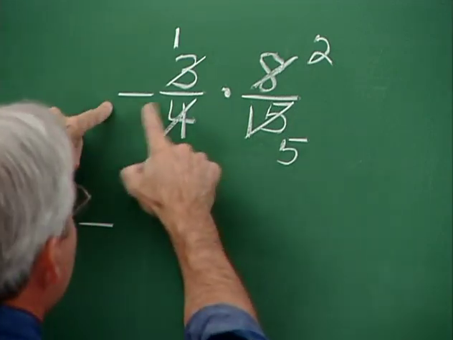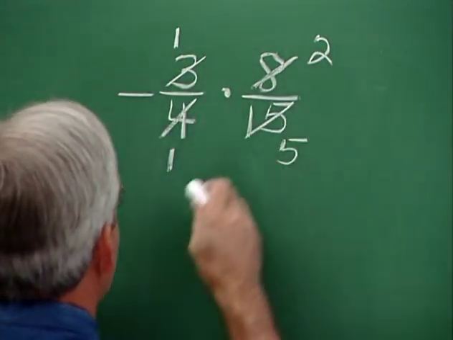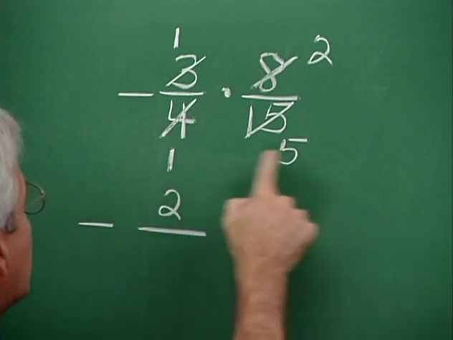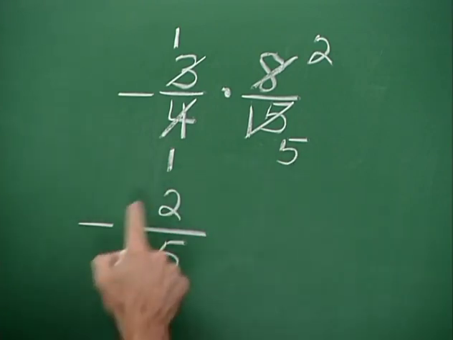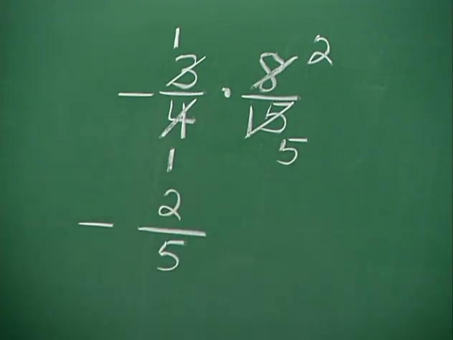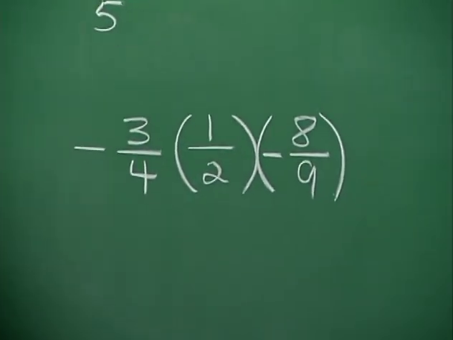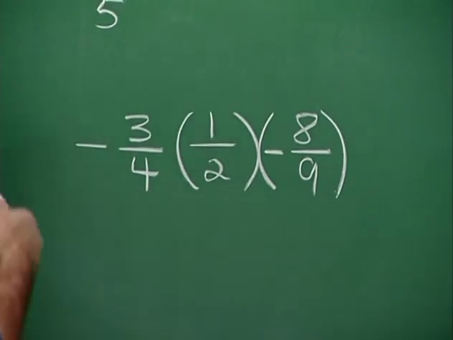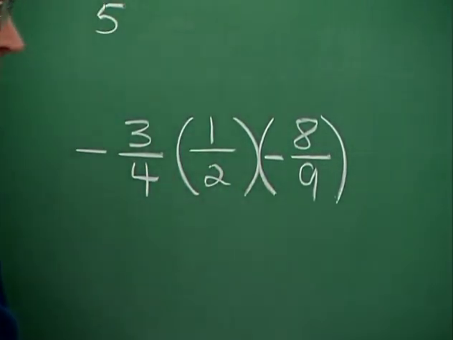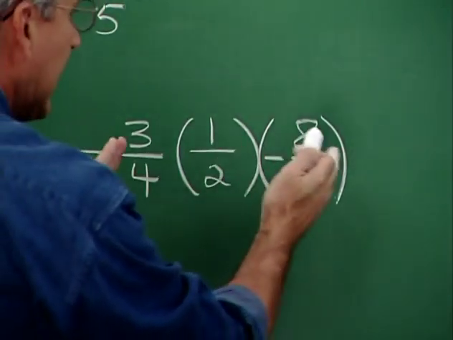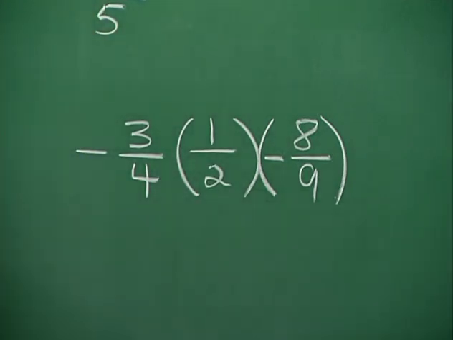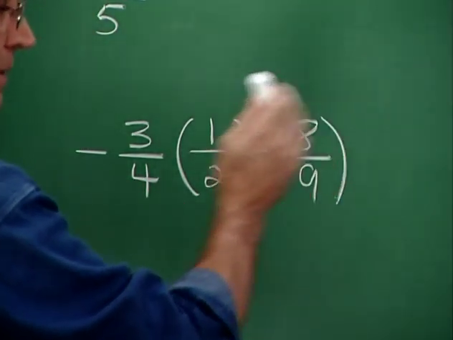But at any rate, negative times positive is negative, 1 times 2, 2 for the numerator, and 1 times 5, 5 for the denominator. Negative 2/5 is the answer. Here we have 3 fractions to be multiplied, and we can associate these 3 factors any way we'd like, so we can multiply any 2 of them first if we want to, but let's just multiply all 3 of them at one time.